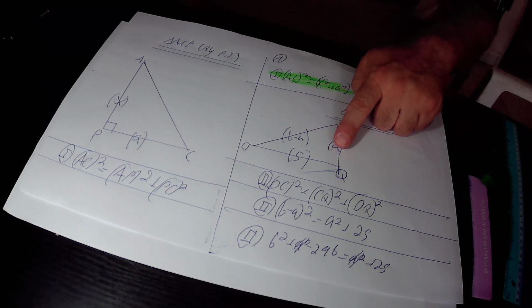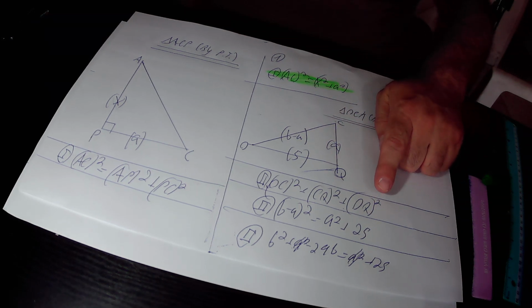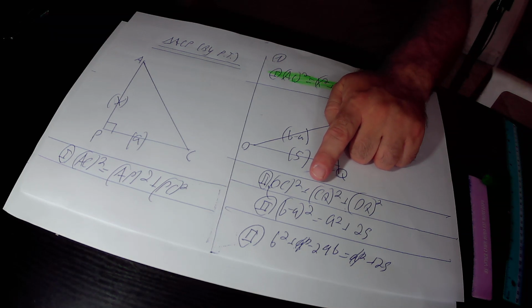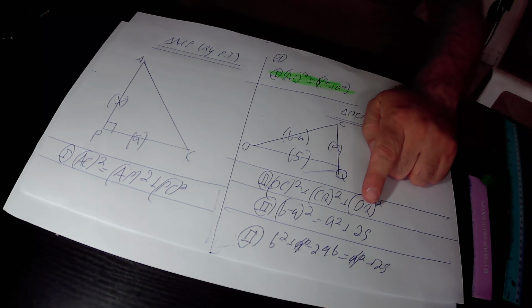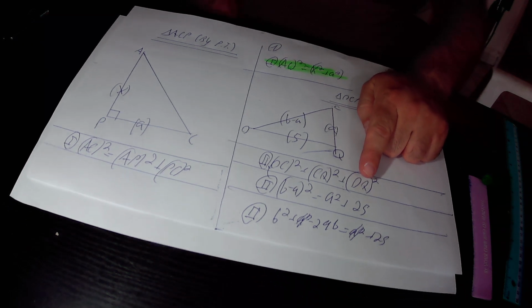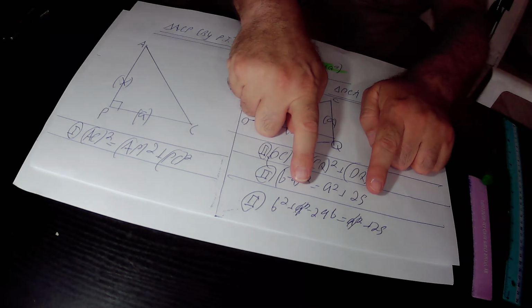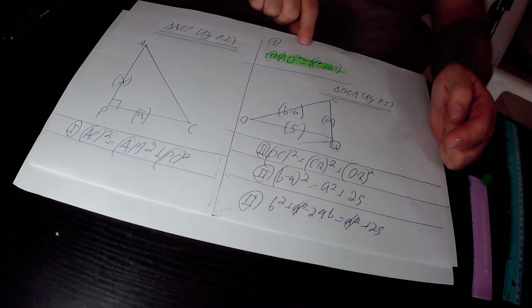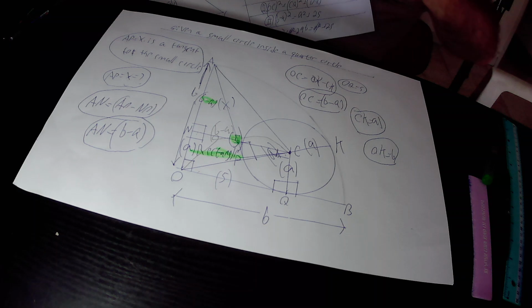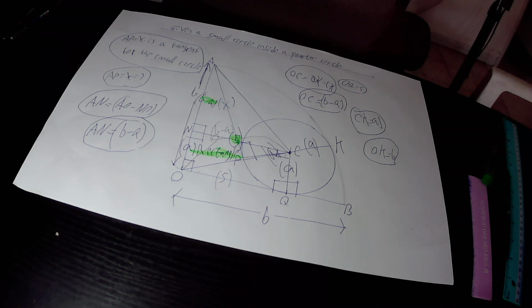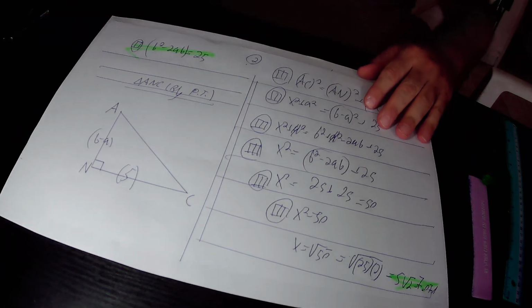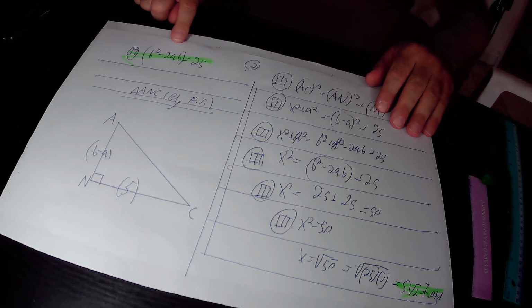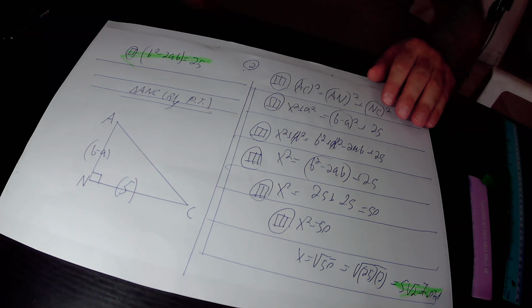OQ is 5, therefore OQ square is 5 square, that is 25. Here we open the brackets and find that (B minus A) square equals B square plus A square minus 2AB, and it equals A square plus 25. Here we have A square on both sides of the equation, so A square will get cancelled. And we are left with only B square minus 2AB equals 25. So according to equation 2, B square minus 2AB equals 25.